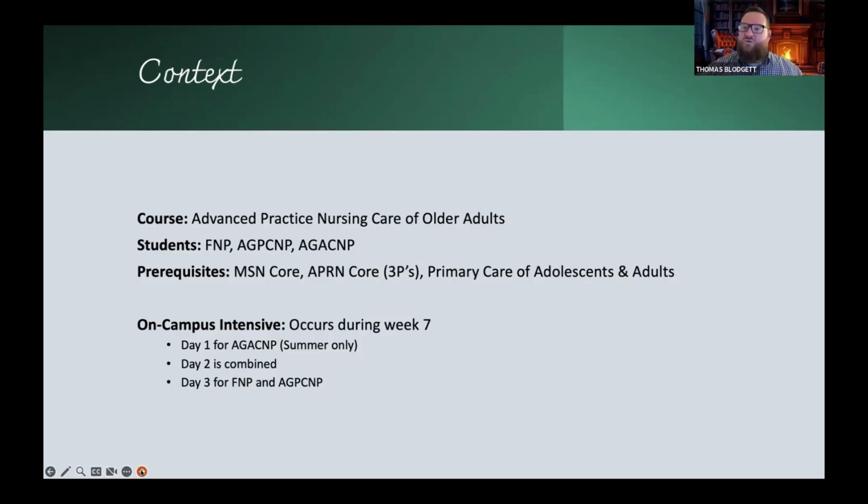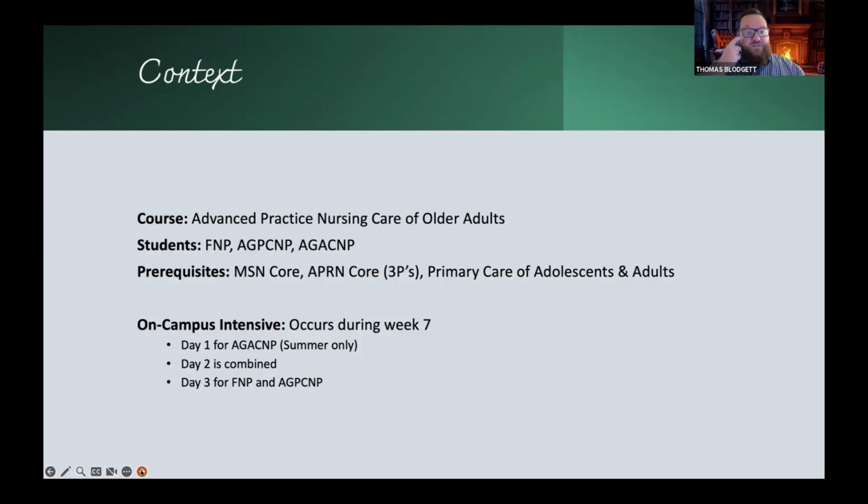So prior to this course, they will have had their MSN course, so like their scholarly nursing activity, their EBP course, their population health, that sort of general content. They will have had all 3 Ps, and then they will have had one didactic primary care course. So this is actually pretty far along in their plan of study.